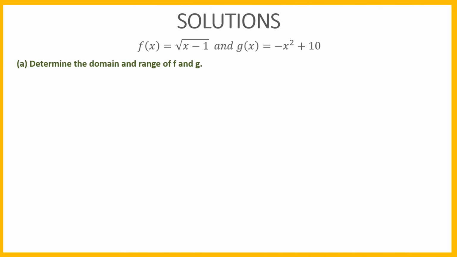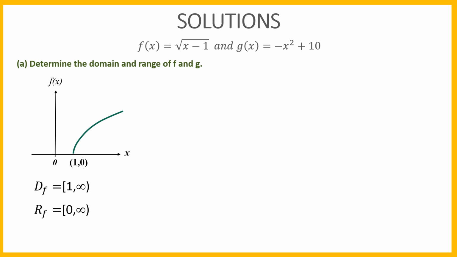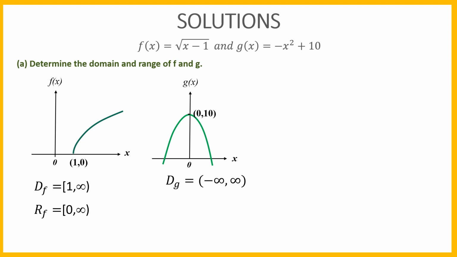The domain and range of f and g can be determined by sketching the graphs of the two functions. From the graph of f of x, the domain of f is, and the range of f is. From the graph of g of x, the domain of g is, and the range of g is.